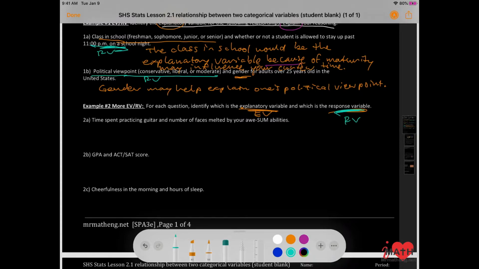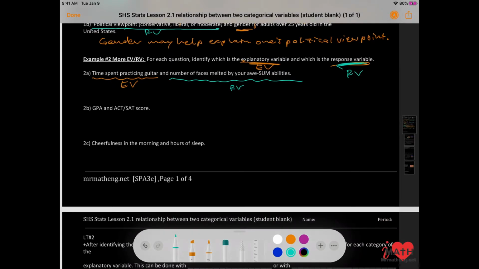All right, so you have some time to complete example number 2, time spent practicing guitar. I think that explains, right? This is the explanatory variable because if I spend time, it explains if people like my music or not, the number of faces melted by my awesome musical abilities, okay? So that's the response, okay?